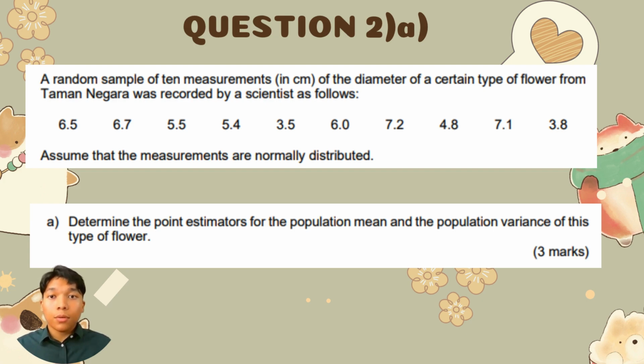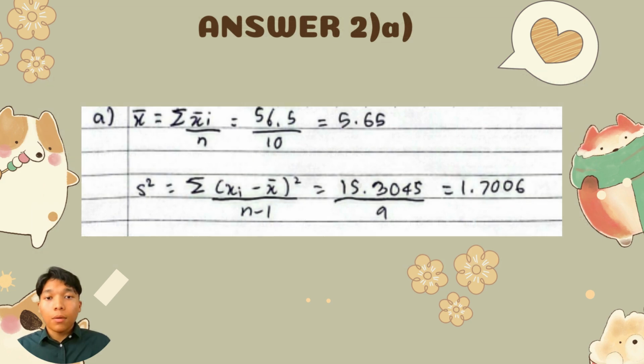And this is the given question for question 2A. For question 2A, we need to determine the point estimators for the population mean and the population variance of this type of flower. To find the population mean, it is equivalent to the summation of xi over n, which is 56.5 over 10, which would then equal 5.65.